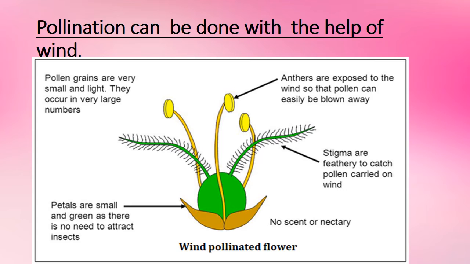And here stigmas are feathery. And why are they feathery? To catch pollen carried on wind. The pollen grains which are carried by wind can easily be caught by the stigma because of its feathery nature. And here petals are green and small, as there is no need to attract insects. Why? Because wind will help in pollination.